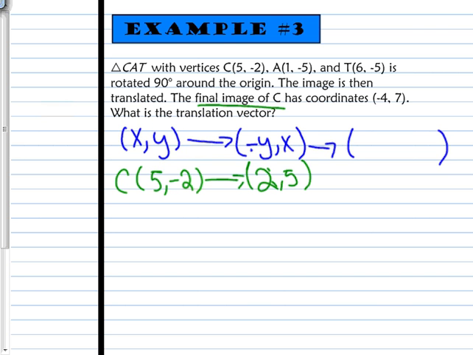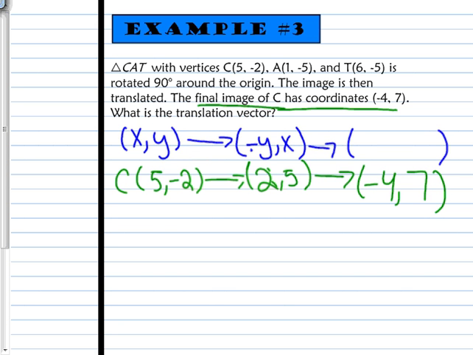So this is just 2, 5. That's my rotation of 90 degrees. And then it says it's translated. It doesn't tell us how it's translated, but it says the final image is -4, 7. So I don't know how it got to -4, 7, but it got to -4, 7. So we just have to figure out how it became -4, 7.